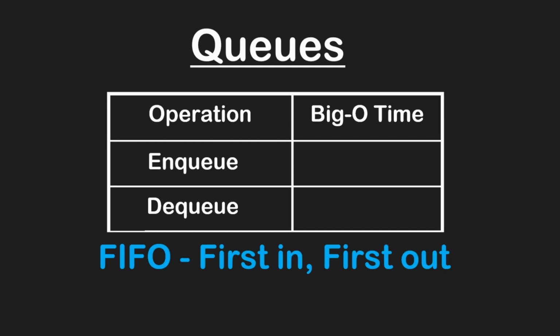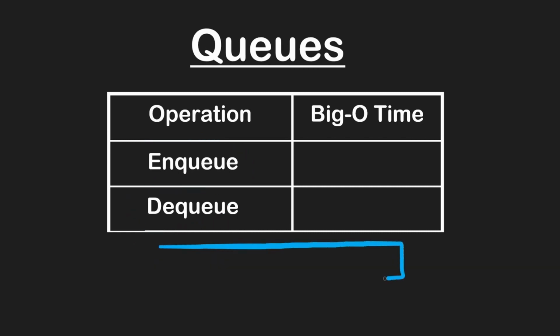Next, let's talk about queues. Queues are another important data structure similar to stacks. The difference is queues follow FIFO, which means first in, first out. They support two operations, typically enqueue and dequeue, but different from a stack.